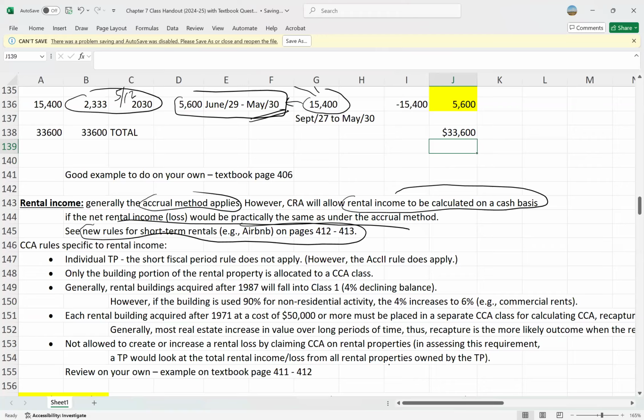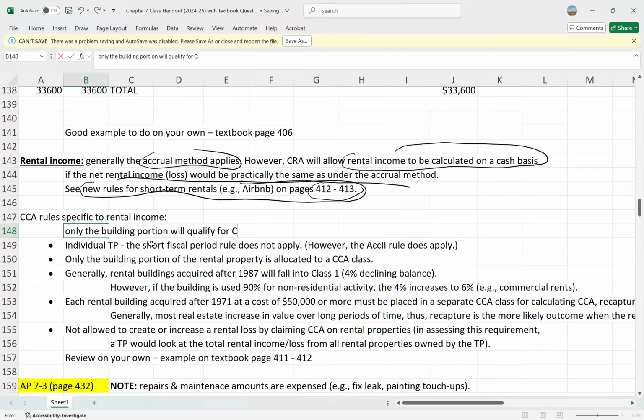But what about CCA? CCA we learned about in chapter 5. When you purchase a rental property, only the building portion will qualify for CCA, not the land portion. Whenever you buy any real property, there's the land value and the building value. When you buy rental property, the same thing applies. Only the building portion you can add to class 1 to take CCA on. The land portion you cannot take CCA on.